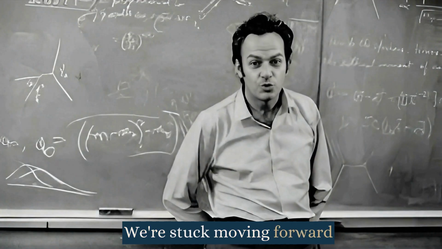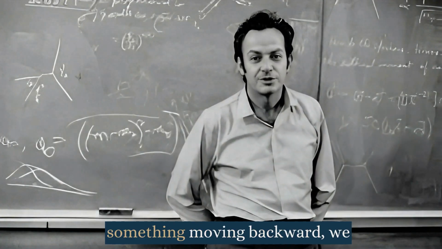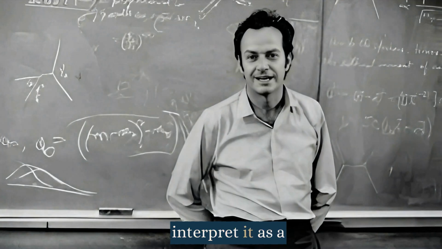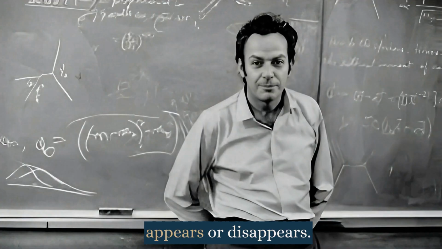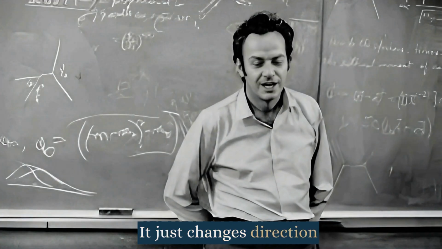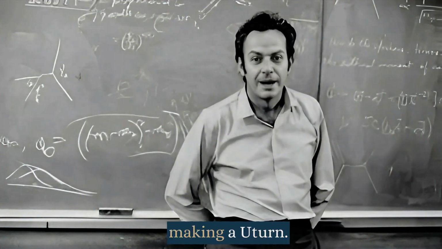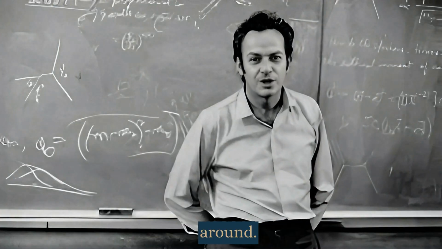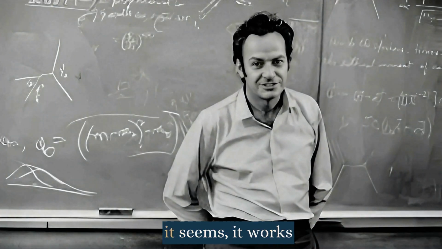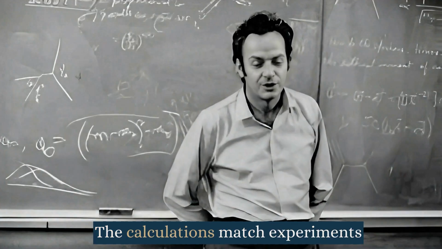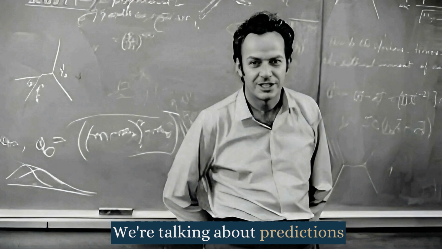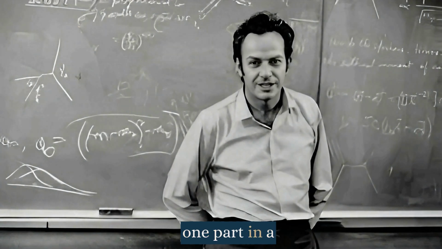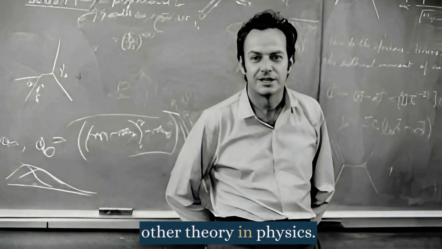We're stuck moving forward in time. So when we see something moving backward, we interpret it as a different kind of particle. But it's not. The electron never really appears or disappears. It just changes direction in time, like a car making a U-turn. Same car, just turned around. This picture, strange as it seems, works perfectly. The calculations match experiments with extraordinary precision. We're talking about predictions that match reality to 1 part in a trillion, better than any other theory in physics.